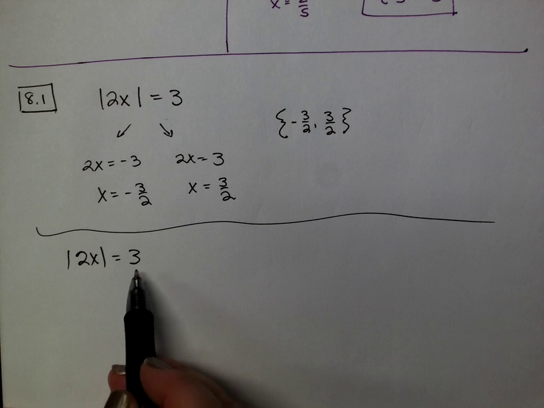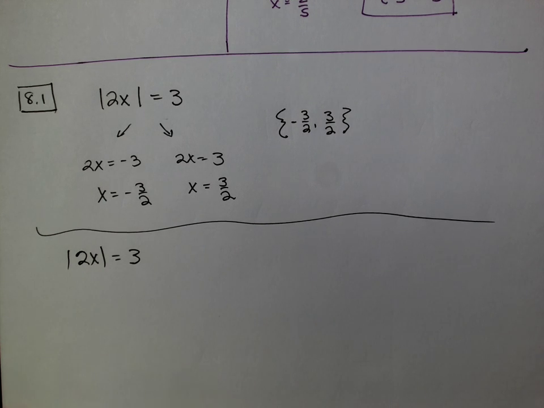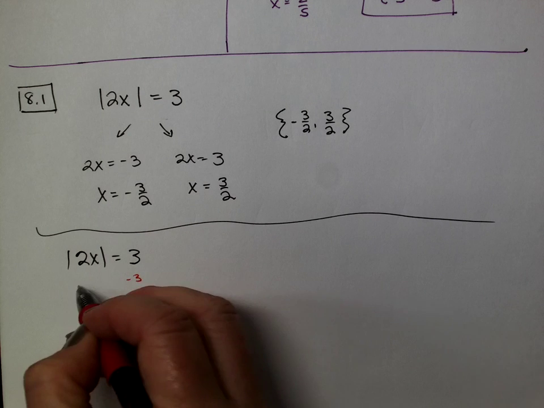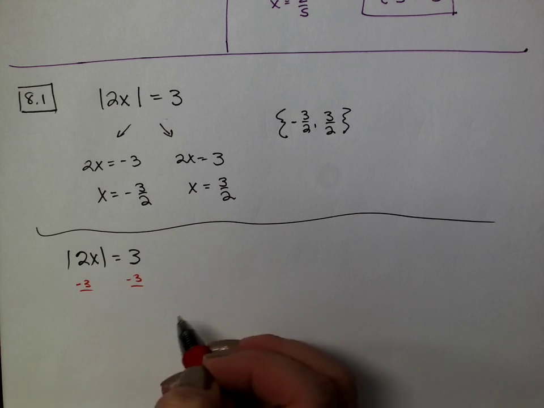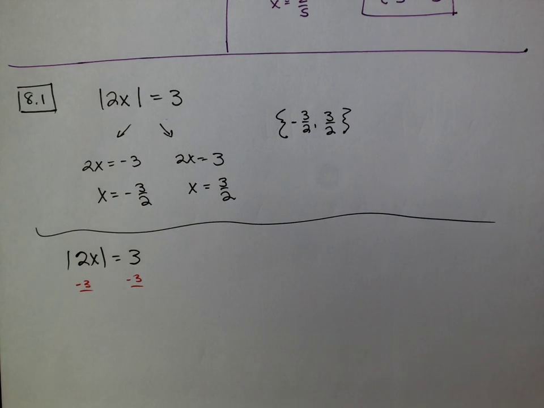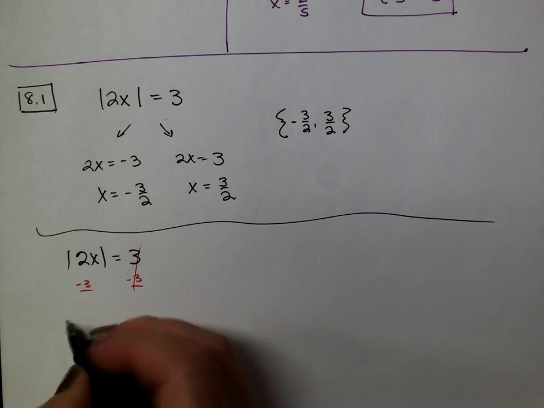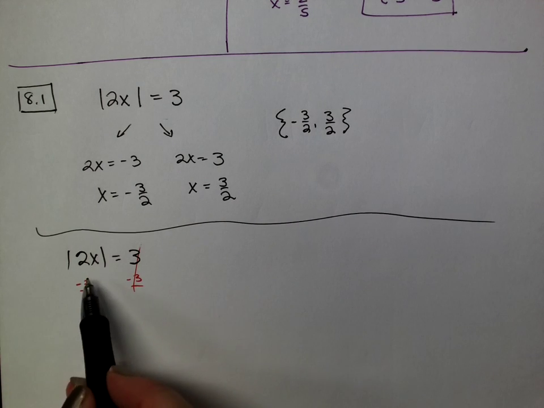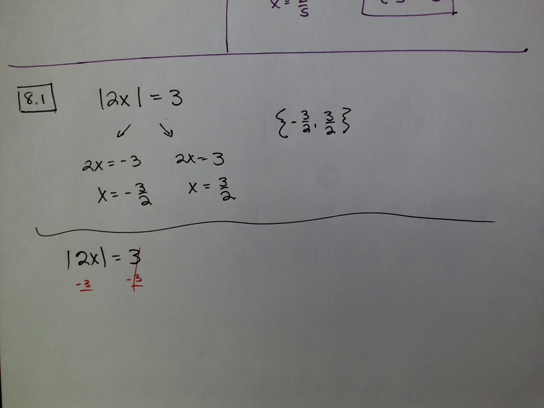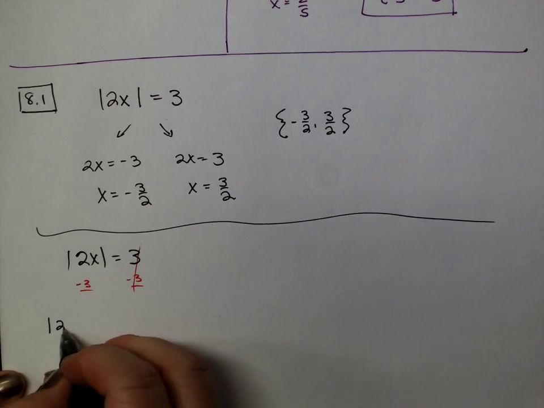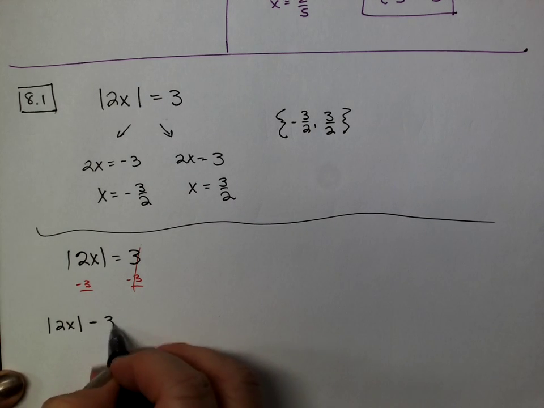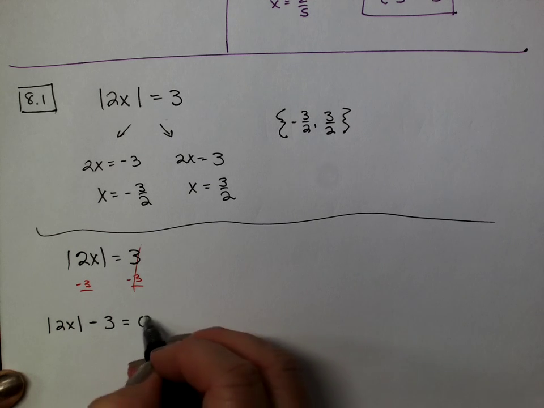Go ahead and move that 3 over to the left so that this is equal to 0. Exactly. So minus 3 on both sides. Okay, we're kind of unisolating it now. Now those can't be smushed together. You can't smush together something that's inside bars and something that's outside bars. So you've got the absolute value of 2x, minus 3, is equal to 0.